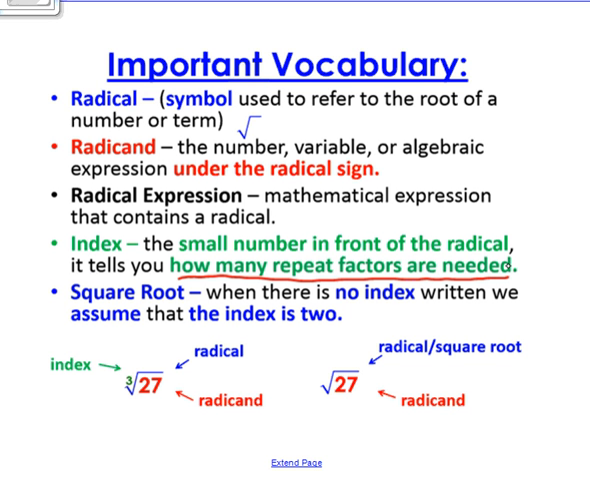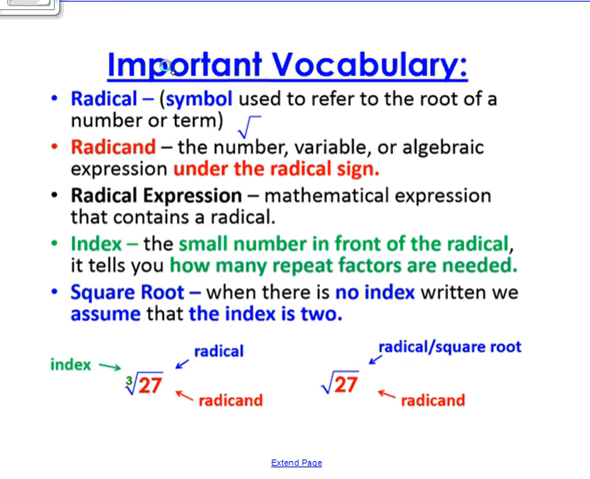The square root is when there's no index written in front at all. So for example, for this one, it says square root of 27. There's no index written here. It's assumed that that's a 2. You don't have to write the 2. They will never write the 2. It's assumed. Just like whenever you have an x, it's assumed that that's a 1x to the first power. Nobody ever writes the 1s. They just write x. So it's the same thing with the square root symbol.